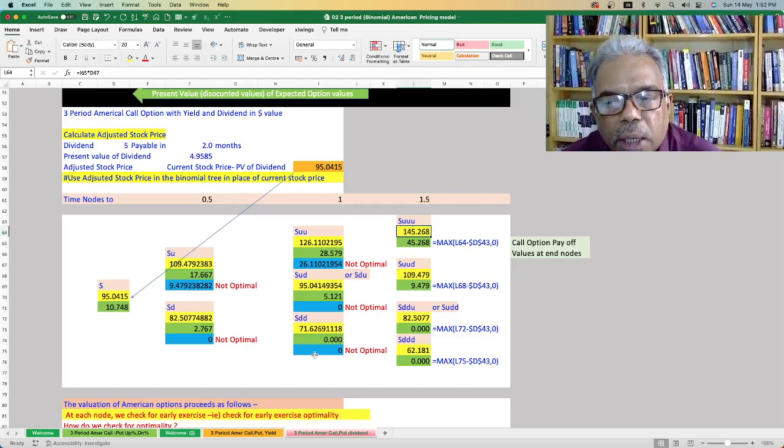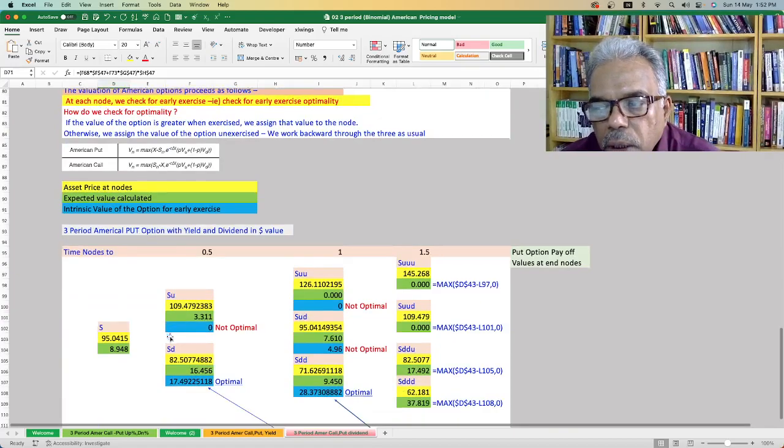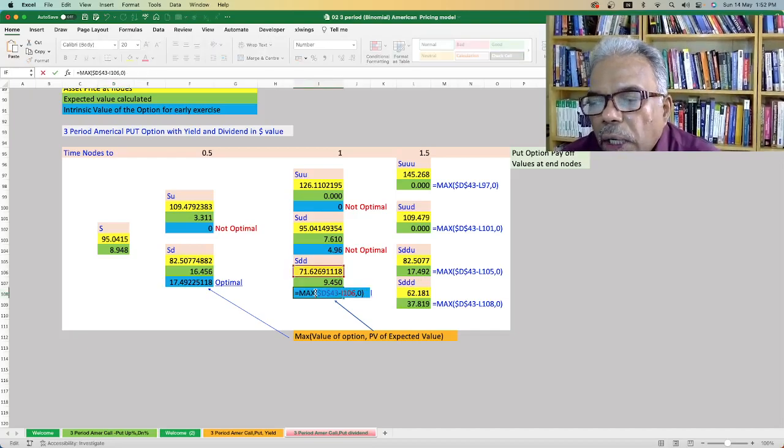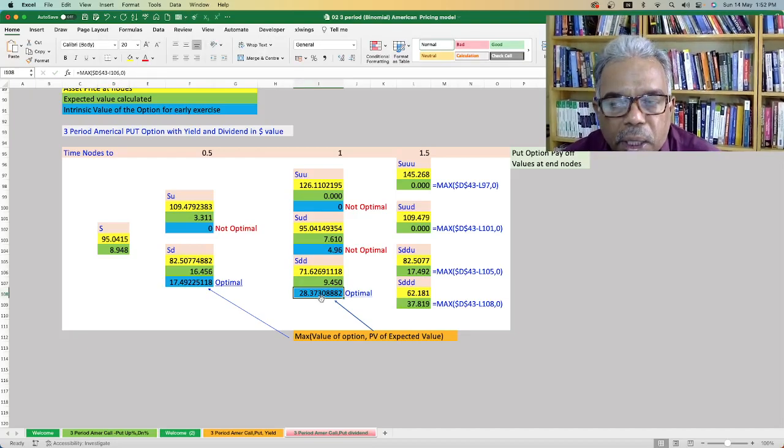Then it will be the same process. Calculate the node value, calculate the expected present value, and again check for optimality at every node, whether you are able to exercise; otherwise you calculate the call option price, like how we did. Again for a put, if we calculate that, we can see that we can exercise the option at 2 different periods.